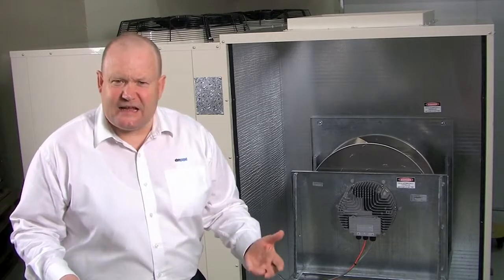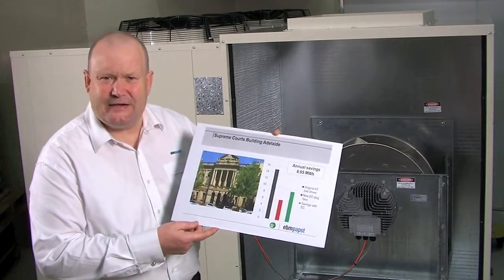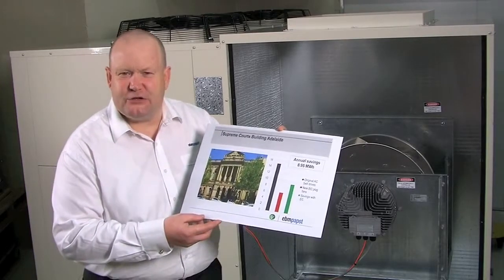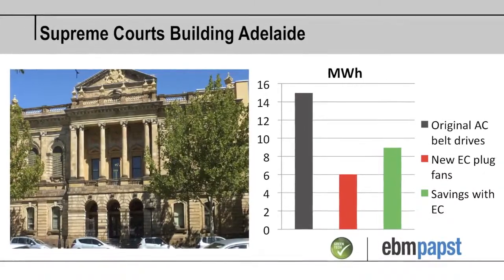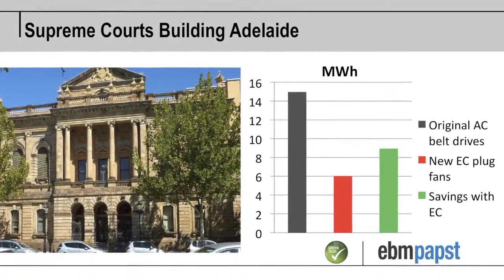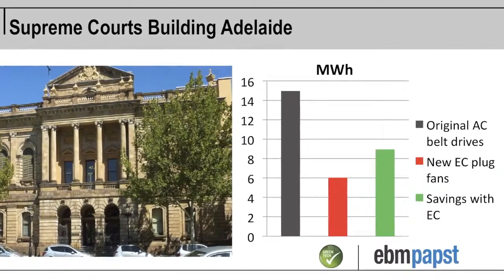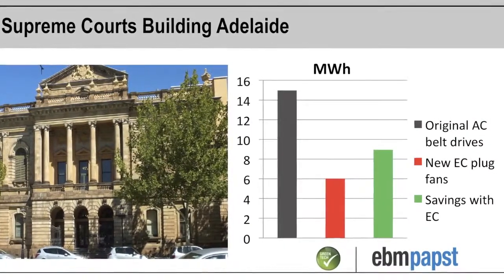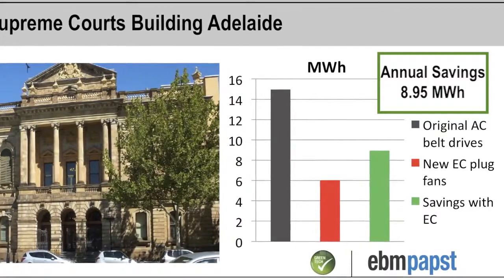And let's take a case example of that. Here's the Supreme Court buildings in Adelaide, in which an EC plug fan air conditioning unit was installed to replace an old air conditioning unit. And on this graph, I've plotted the power consumption before and after, as well as the savings associated with the replacement. And as you can see, there's a 66% power saving with respect to using the new technology. That's 8.95 megawatt hours per annum.